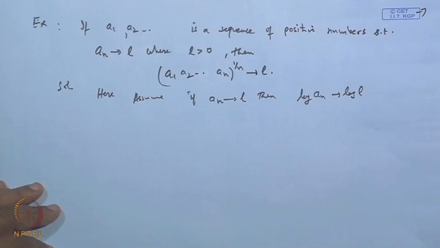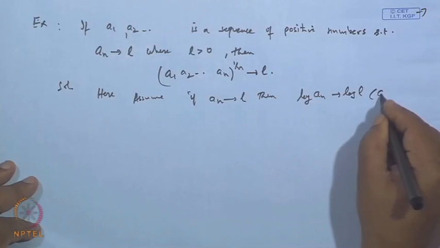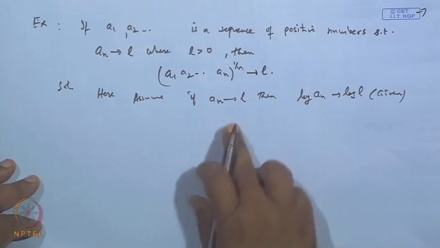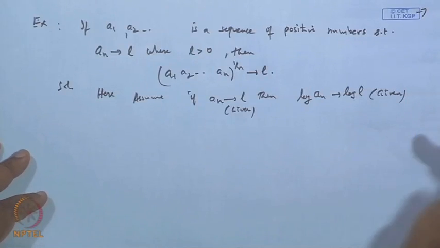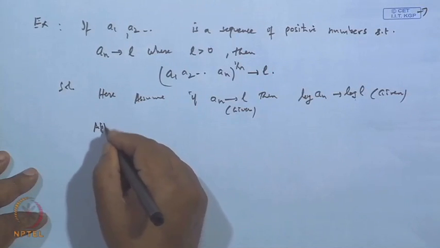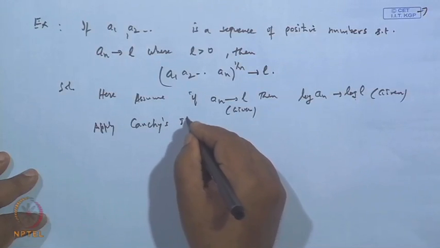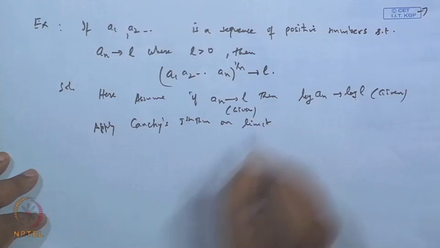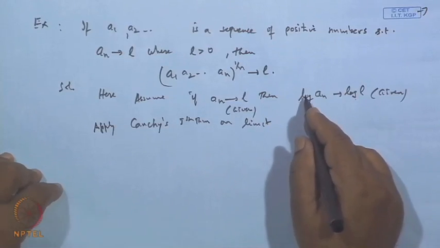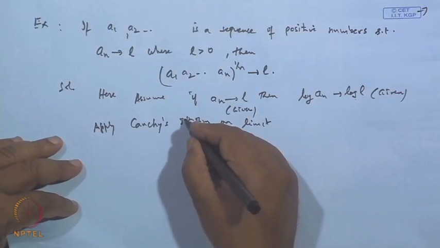Okay. Now, so it is given. So we can assume that log a_n goes to log L. Apply Cauchy's first theorem on limits. So what do we get? Their mean, that is the log of the geometric mean of this, sorry, this is the second theorem.